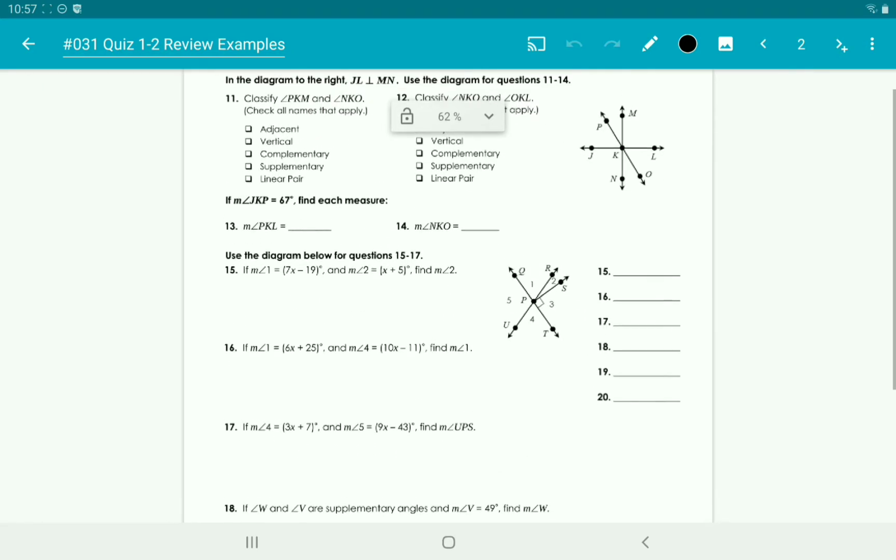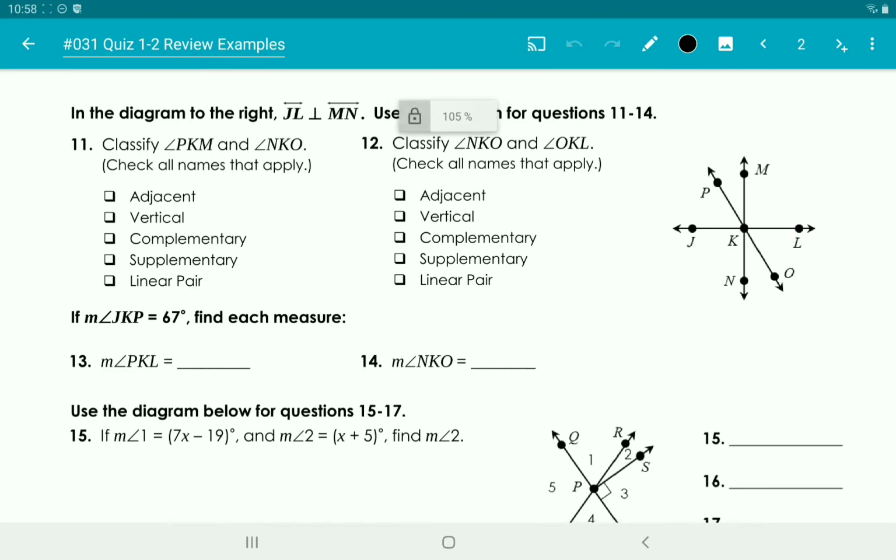Looking at the next page, again, start with the stuff that it gives you in the beginning. In the diagram to the right, line JL, so this one right here, is perpendicular, so it makes a right angle with line MN. So all of these are going to be 90-degree angles, okay? And then you use the diagram for questions 11 through 14.